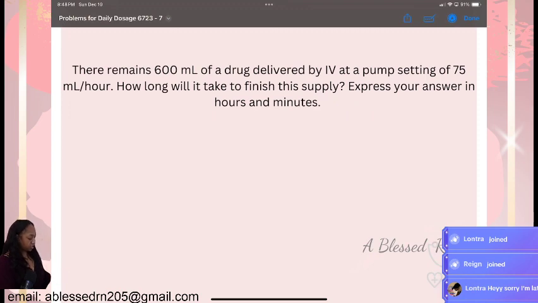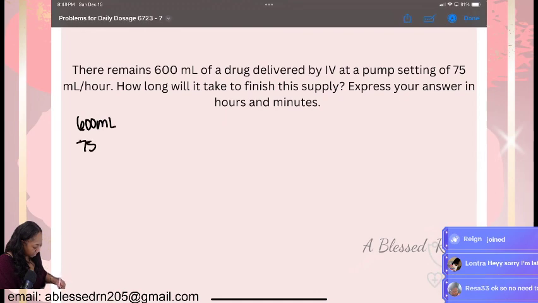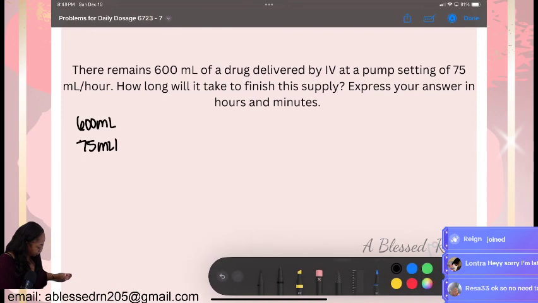There remained 600 mLs of a drug delivered by IV at a pump setting of 75 milliliters an hour. How long will it take to finish this supply? Express your answer in hours and minutes. Okay, so 600 mLs and it's going at 75 milliliters. I don't like the way I wrote that. Let's back it up. Back it on up like a U-Haul truck.